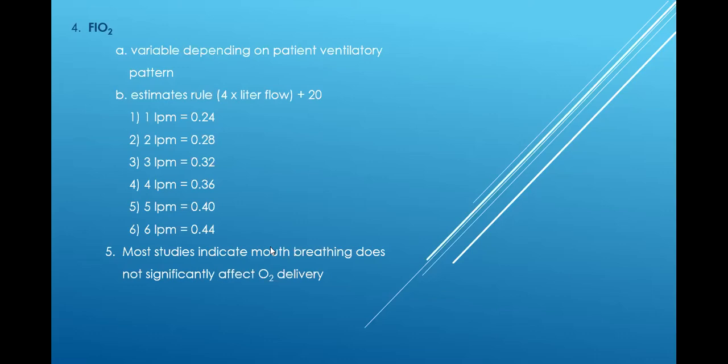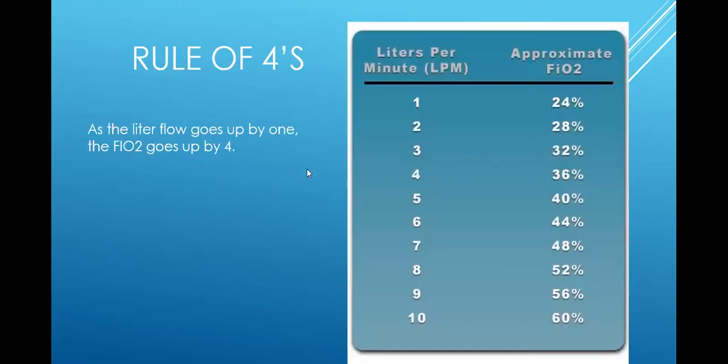All right, so the next, let's look at this. Here's the rule of fours again, showing you in your PowerPoint. One is about 24%. Now they go up to 10, but we don't do all the 10. We usually start right around 6. Okay, you're not gonna see anybody in the hospital on 10 liters of nasal cannula. First of all, it's gonna dry them up so bad that they'll be bleeding, okay?